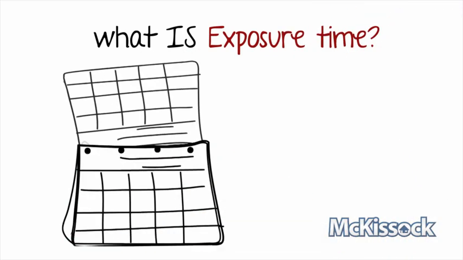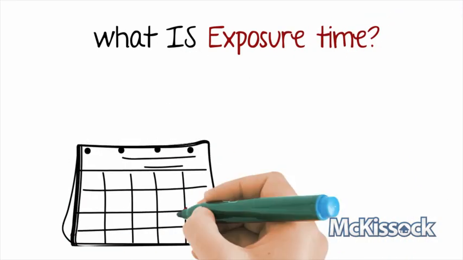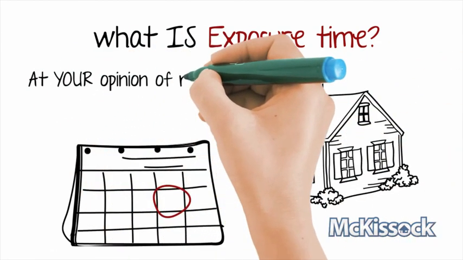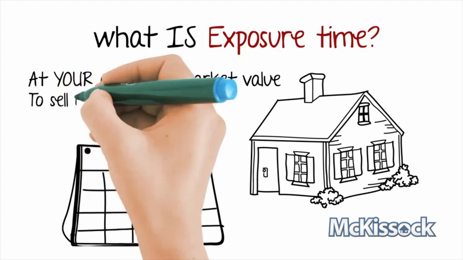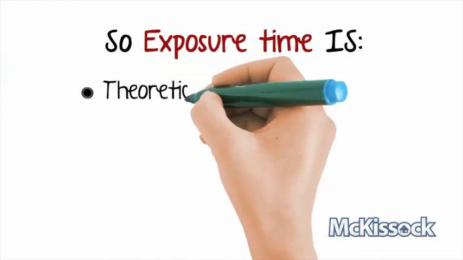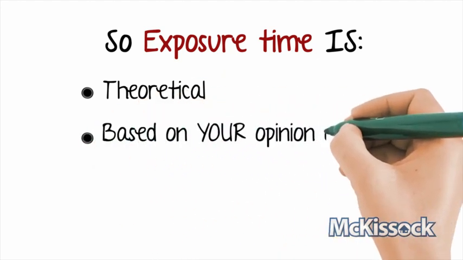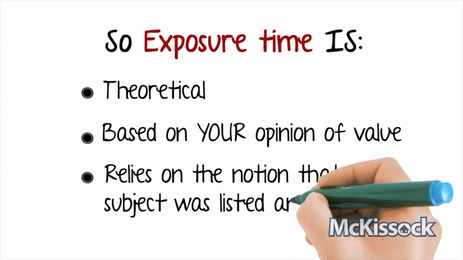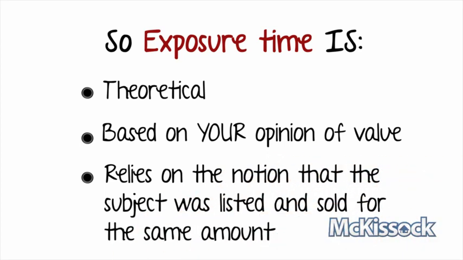Think of exposure time this way. How far backward from the effective date did the subject property need to be listed at your opinion of market value in order for it to sell on the effective date? So exposure time is theoretical, based on your opinion of value, and relies upon the notion that the subject was listed and sold for the same amount. That's right, there's no overlisting involved.